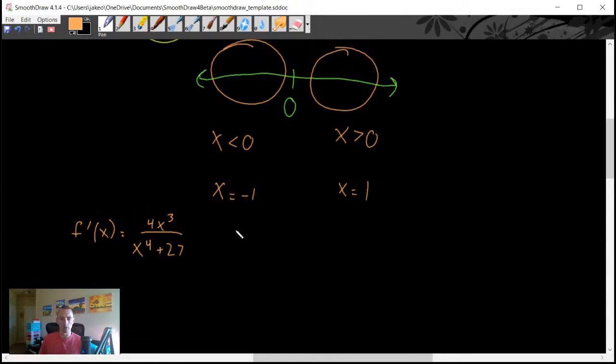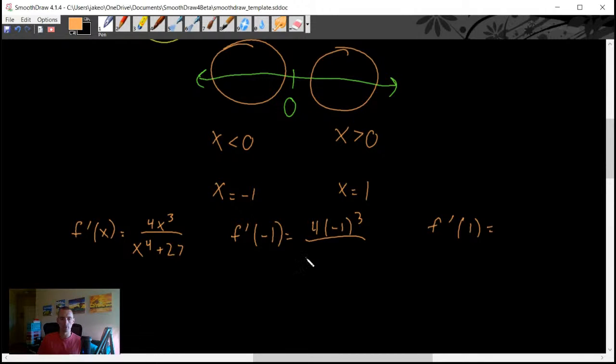Now we need to plug each of these into our derivative. Let me move this one a little bit further over here. Okay. So plugging in -1 into this is going to give us 4 times -1 cubed all over -1 to the fourth plus 27. Plugging in +1 is going to give us 4 times 1 cubed over 1 to the fourth plus 27.